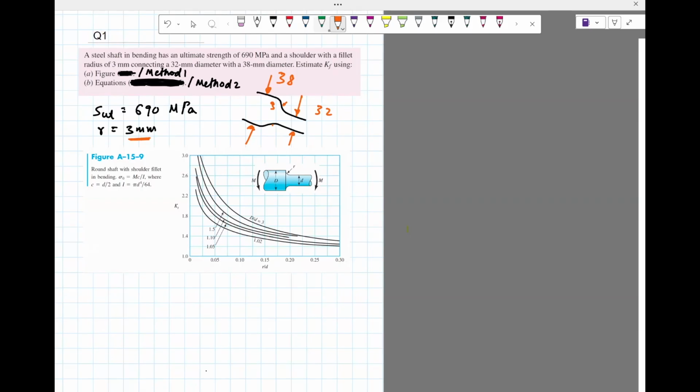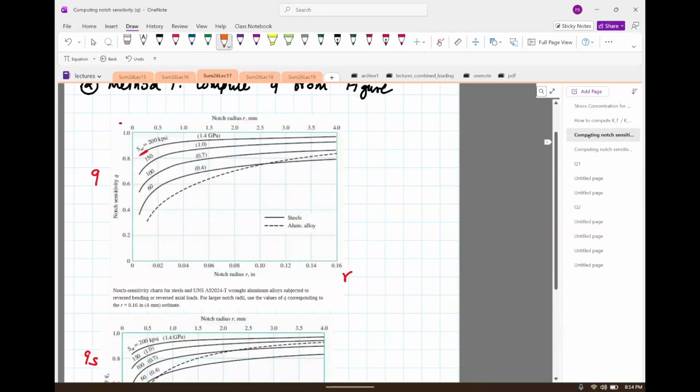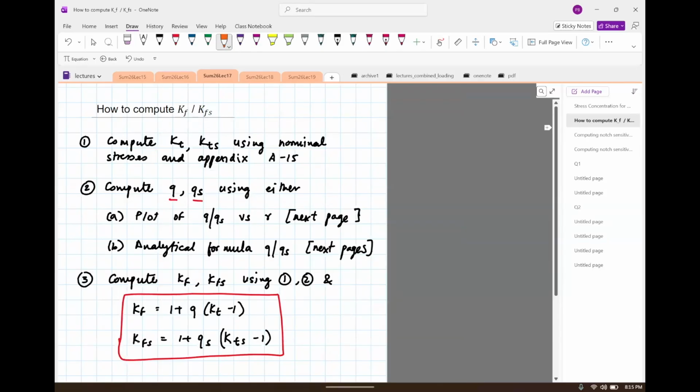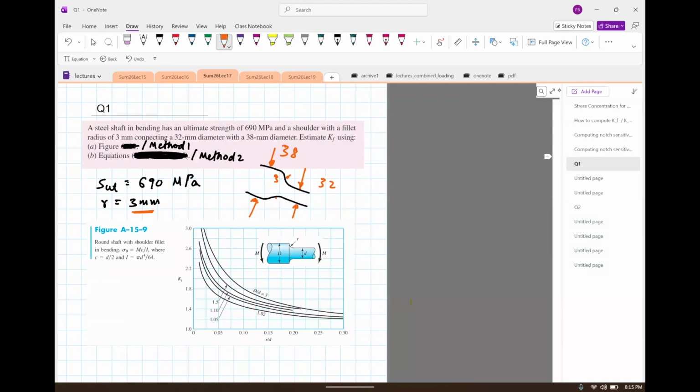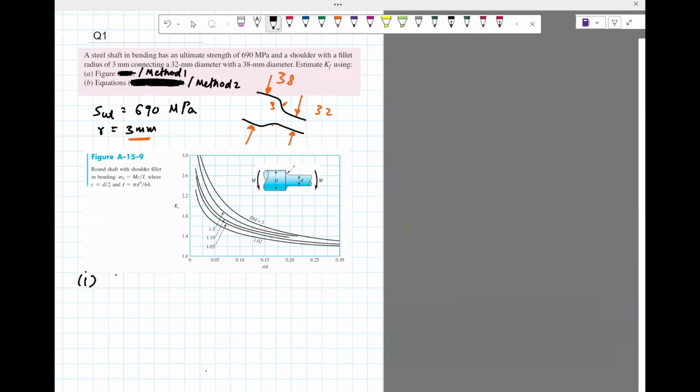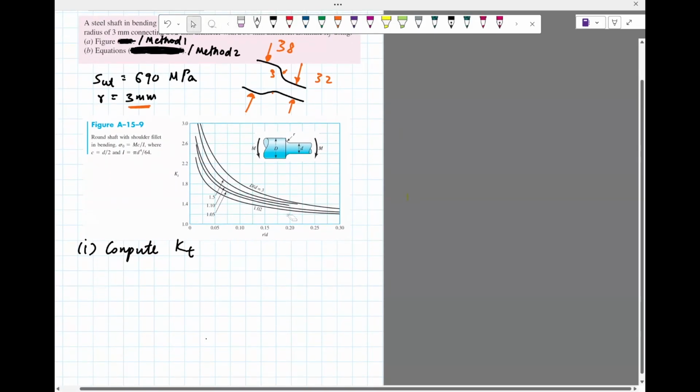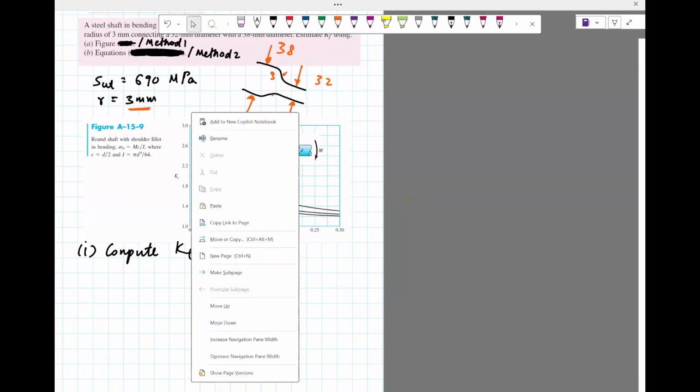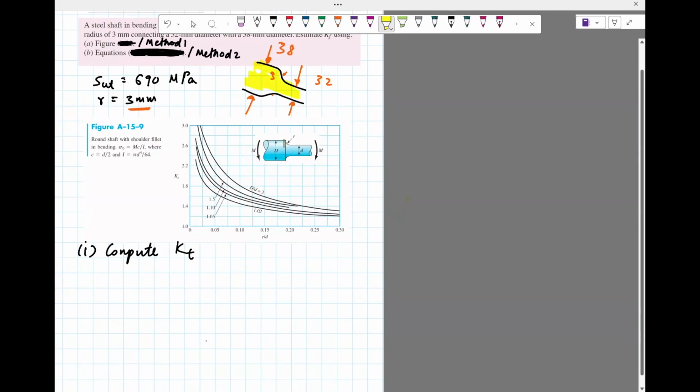So we'll basically use this recipe to compute KF and KFS: 1, 2, and 3. First is to compute KT. This is not a shear problem, it's just a bending problem, so you won't have to worry about QS or KTS or KFS. To compute KT, I picked this figure from the appendix, 15.9, because this is exactly the specimen shown here.